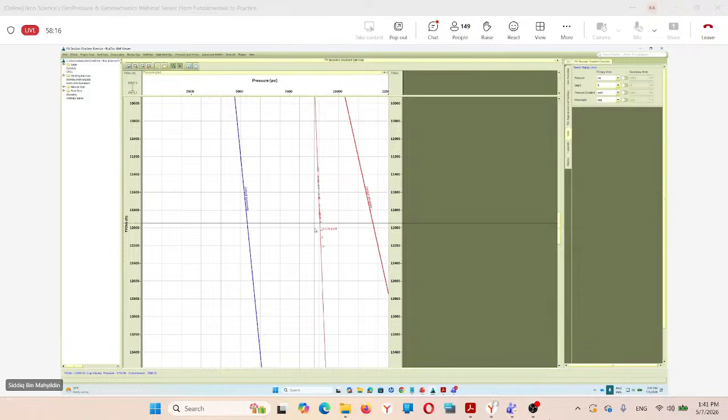And I'm going to draw another polygon down here. I'm just doing a rough one over here. Maybe this one. And I'm going to put another best fit line. You can see this is the water gradient, and it has a contact around 11,825 feet TVDKB.